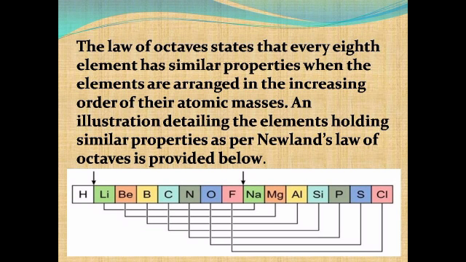Similarly, let's take another example, starting from boron. If boron is the first element, then from boron we see that aluminium becomes the 8th element. So boron and aluminium both have the same properties. This shows that according to Newlands' law of octaves, every 8th element has the same properties and they are in the same group. For example, lithium and sodium are both in group 1A, and boron and aluminium are both in group 3A.